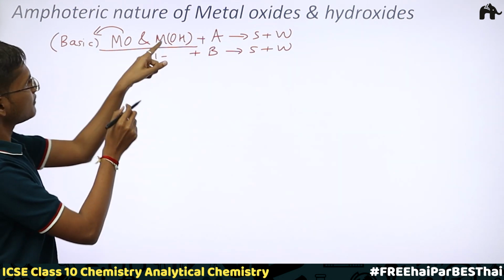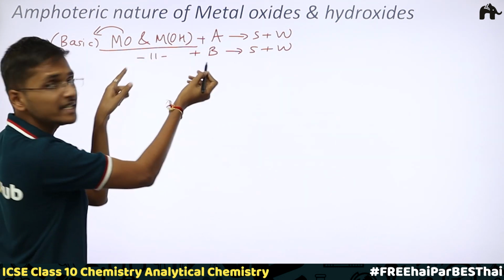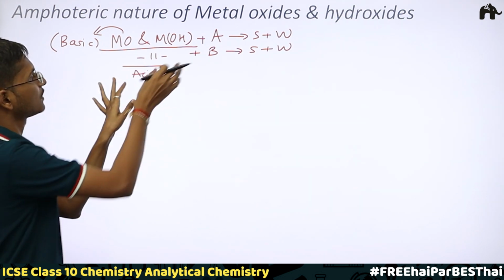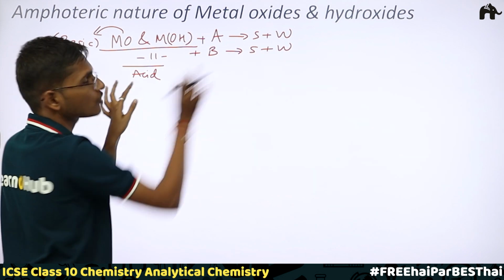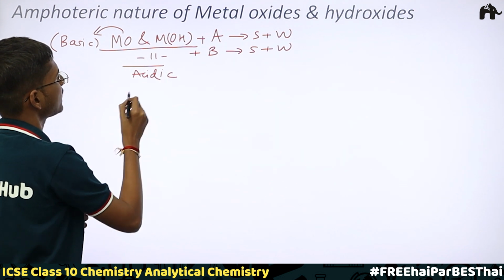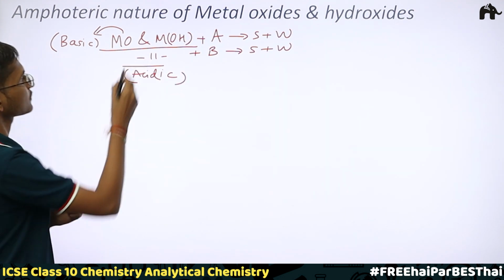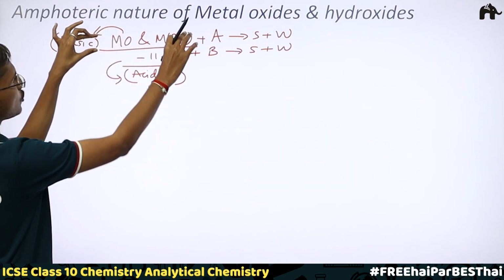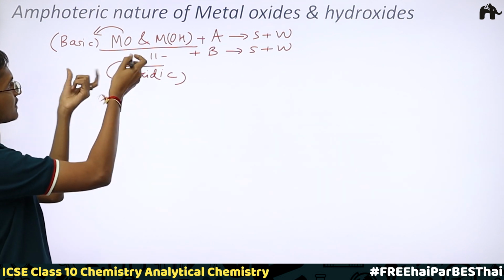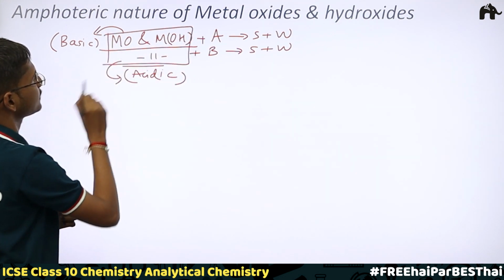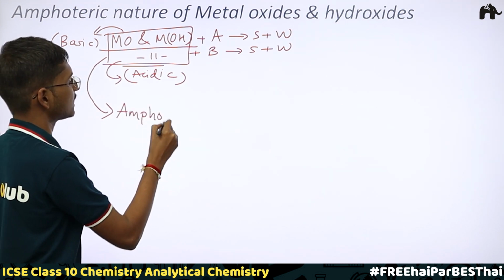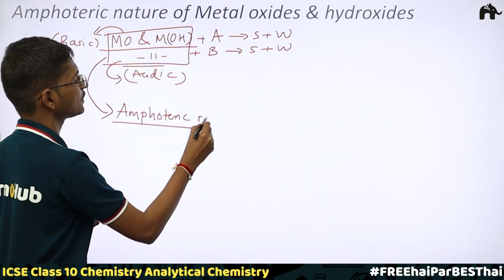Now, the same metal oxides and metal hydroxides are also reacting with bases to form salt and water. This means that they are behaving like acids, right? Since acid reacts with bases to form salt and water, so they are also behaving like acid only. And since they are behaving like acid, we are saying that they are having acidic nature, the same ones. Now, these metal oxides and metal hydroxides are having both acidic as well as basic nature, and such metal oxides and hydroxides which are having both acidic and basic nature, we call them as having amphoteric nature.